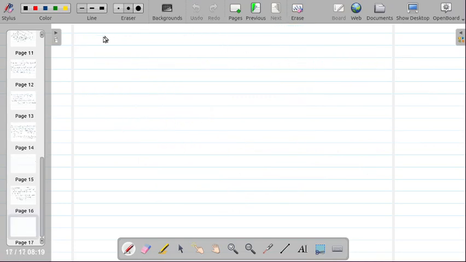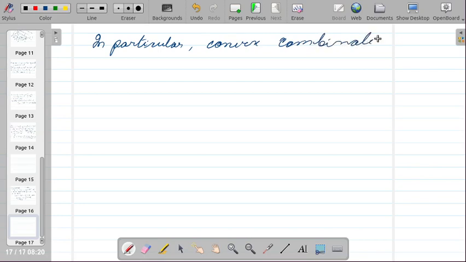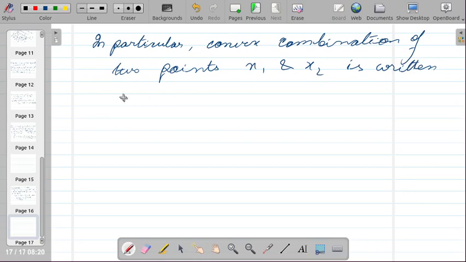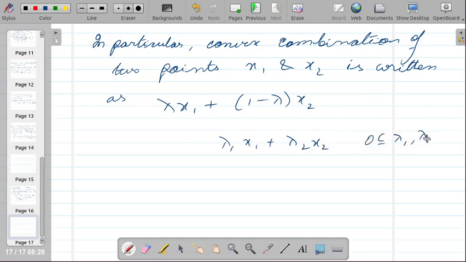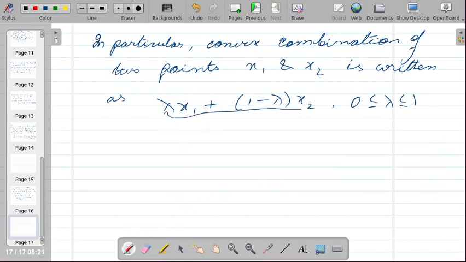Let me write it in here also. In particular, a convex combination of two points x1 and x2 is written as lambda x1 plus 1 minus lambda times x2. Because if I write it as lambda 1 x1 plus lambda 2 x2, where 0 less than or equal to lambda 1, lambda 2 less than or equal to 1, then lambda 1 plus lambda 2 has to be equal to 1. So what is lambda 2? Lambda 2 is nothing but 1 minus lambda 1, where 0 less than or equal to lambda less than or equal to 1. So, a convex combination of two points is usually written in this form, similar to the definition of a straight line segment.